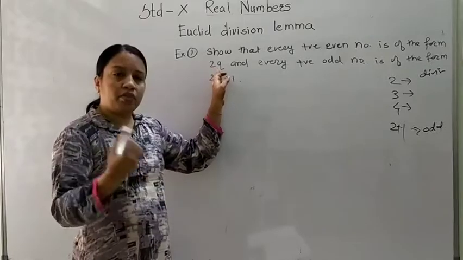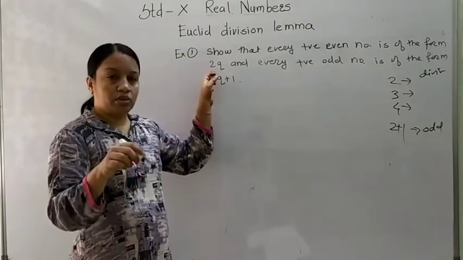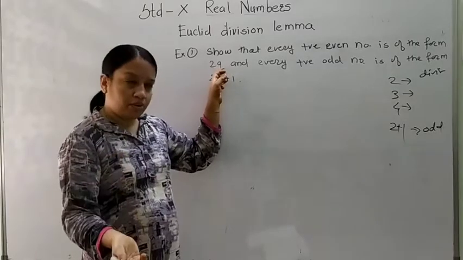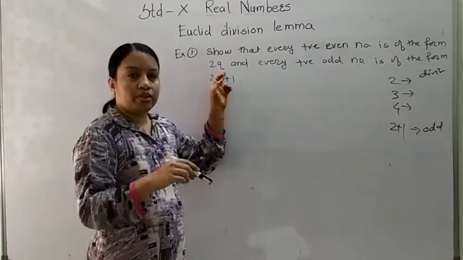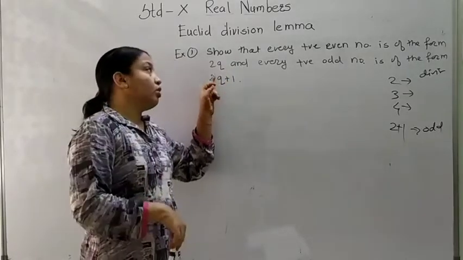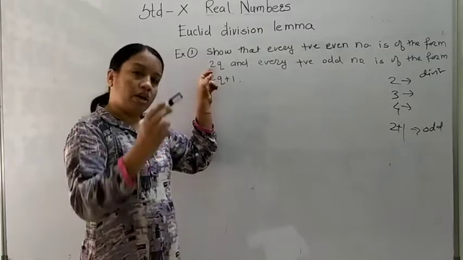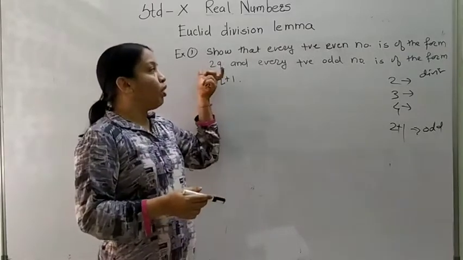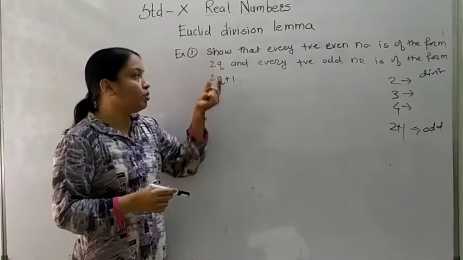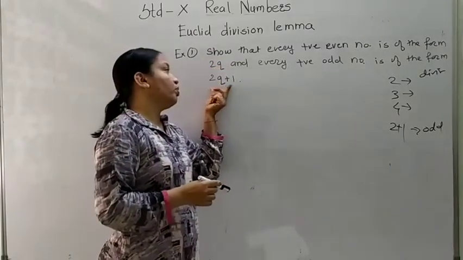For any integer, if q is 0, then 2 into 0 will be 0. That is again an even number. 2 into 1 is 2, again an even number. 2 into 2 is 4, again an even number. It means we want to generalize this type of number. An even number is always of the form 2q and an odd number is of the form 2q plus 1.